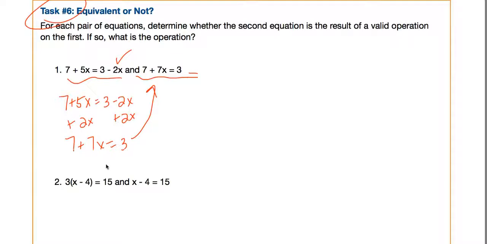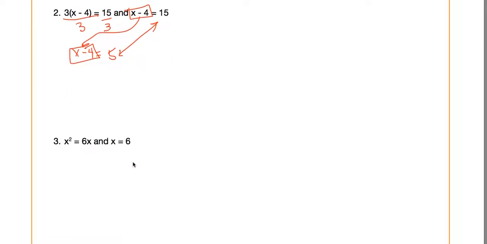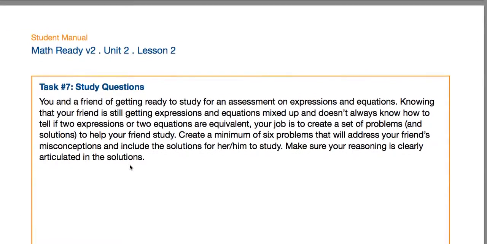This one, same thing. You notice that the 3 is gone. Well, if you have 3 times something, remember you can divide by 3. And then it would cross out over on the left side and give you 5 on the right. So you can see that x minus 4 is what I got here and here. But these are different, so they can't be equivalent. But you have to show this work. You have to show me that you're adding 2x to get credit. All right.